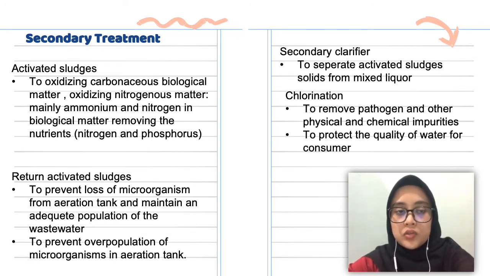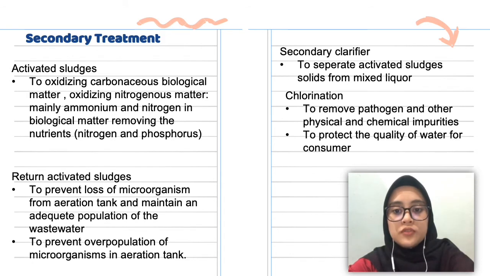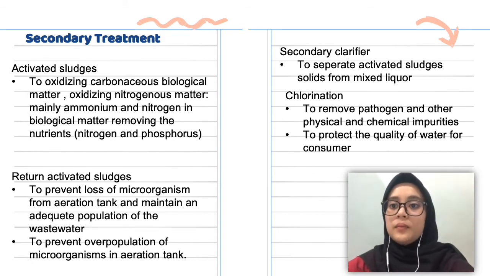Next, the return activated sludge is used to prevent the loss of microorganisms from the aeration tank and maintain an adequate population of microorganisms in the wastewater. It is also used to prevent the overpopulation of microorganisms in the aeration tank.